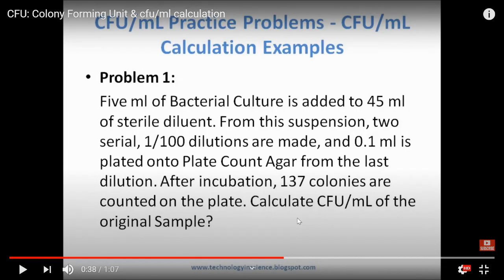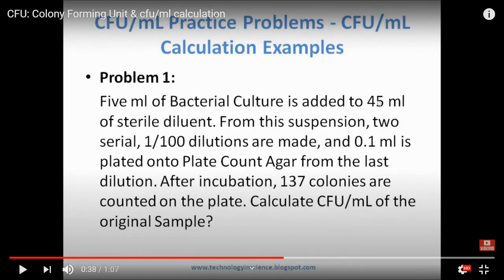And that happens twice. And then we're going to spread 0.1 milliliters onto the plate. So exponentially, what is 0.1? Negative 1, right? So 5 over 50 is 10 to the negative 1. And then we have 2 10 to the negative 2 dilutions, and then another 10 to the negative 1. So negative 1, negative 2, negative 2, negative 1. And we get 10 to the what?